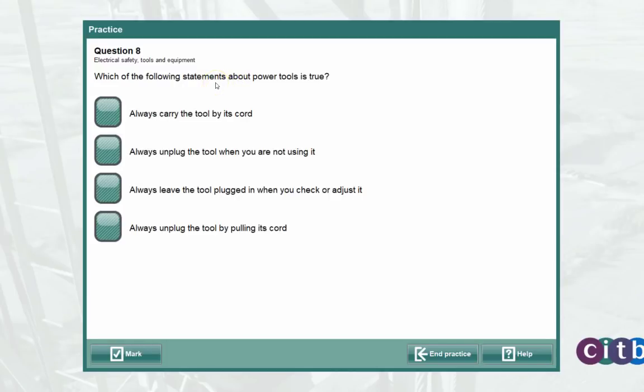Which of the following statements about power tools is true? Always carry the tool by its cord. Always unplug the tool when you are not using it. Always leave the tool plugged in when you check or adjust it. Always unplug the tool by pulling its cord.